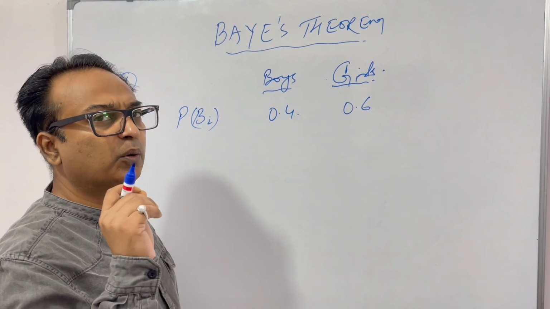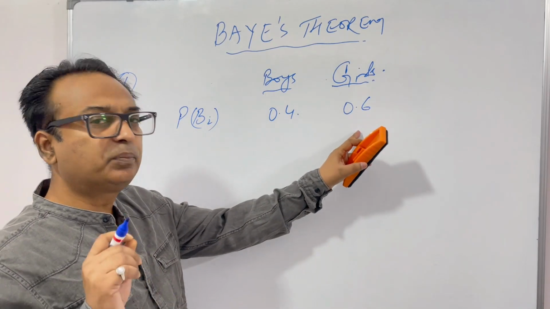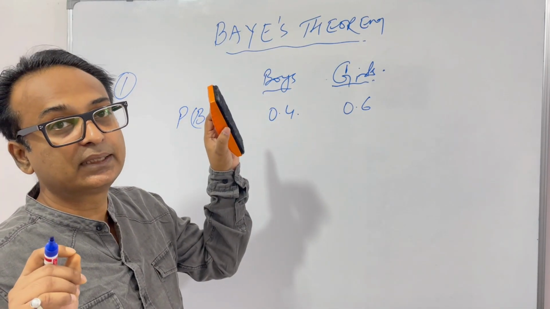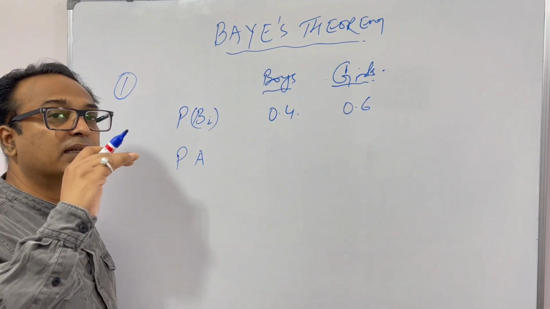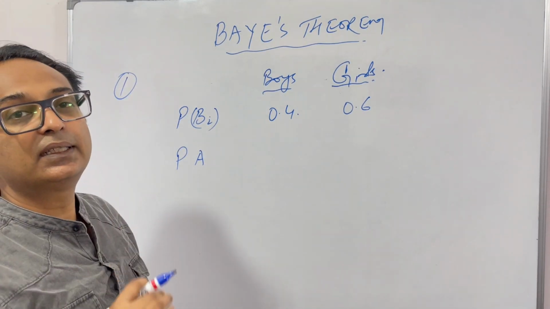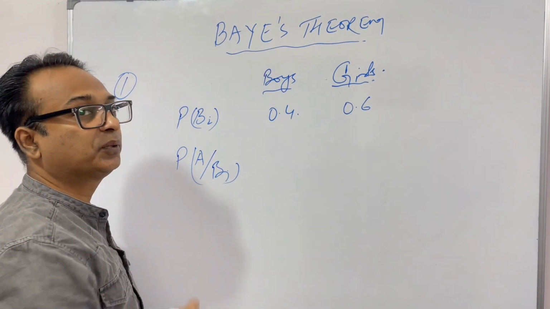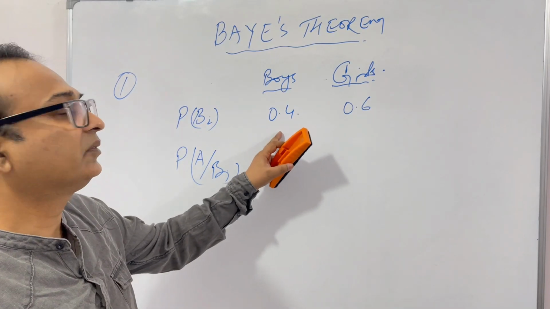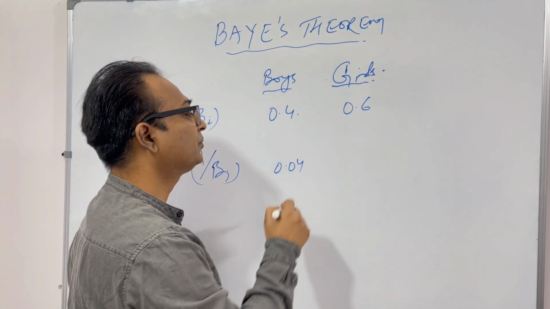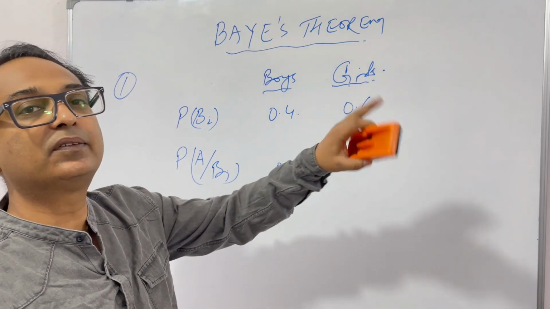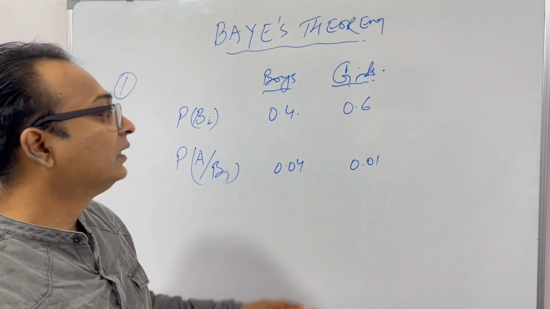Now 4% of boys are taller than 6 feet, while 1% of girls are taller than 6 feet. So our event is a person who is taller than 6 feet in height. So we have this probability given. It says 4% of the boys are taller than 6 feet, so 4%, that is 0.04, and 1% of girls are taller than 6 feet, 0.01.